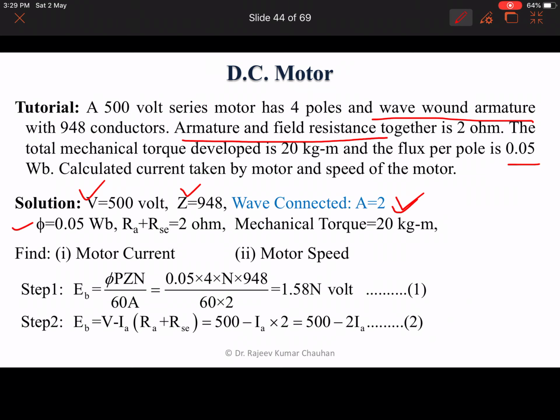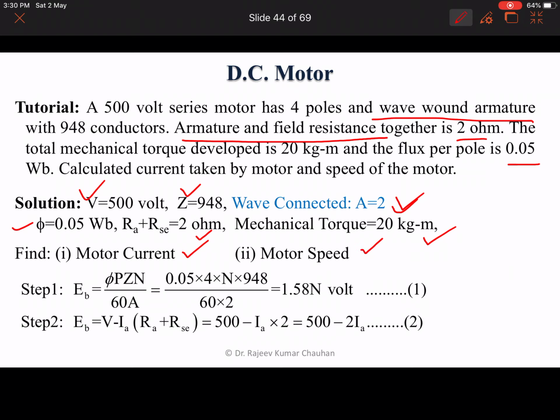Okay. The value of flux phi is given to us. Armature and field resistance together is 2, means Ra plus Rs is 2 ohm. Mechanical torque is 20 kilogram meter. And we want to calculate the motor current and motor speed.